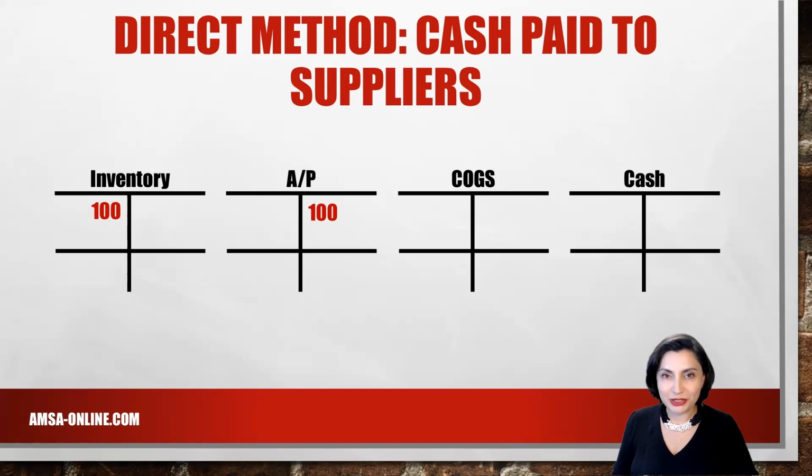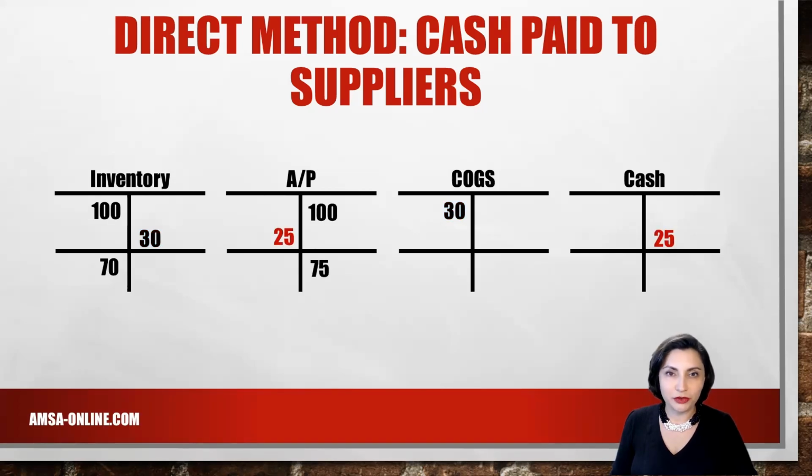Let's look at a simple example. We purchased inventory on account. It is recorded as a debit or increase to inventory and a credit or increase to accounts payable. We sold some inventory worth $30. We credit or decrease inventory and debit or increase the cost of goods sold. We ignore the revenue part of the entry as it is irrelevant for cash paid to suppliers calculation.